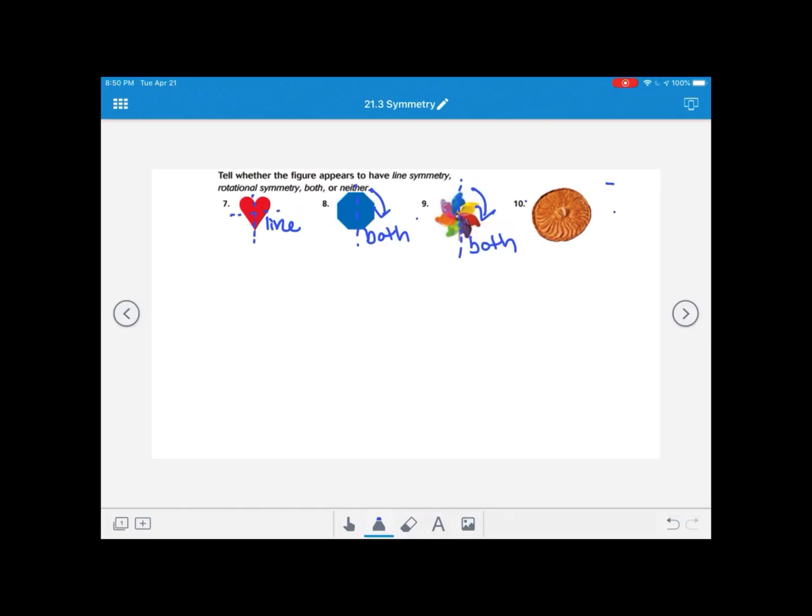And number 10, looking at this figure, I cannot tell if that is a cookie or a sand dollar or what. However, I see that the patterns are a little bit unnatural, and even the shape of this bottom part is different than the top. So this is going to have neither. It's not a perfect circle, so that means as we turn it around, it's not going to look the same. And the lines running across it this way and on the other side are not even. So number 10 should have neither.